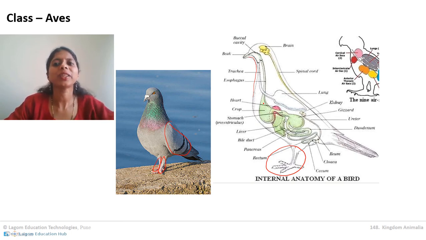Now let us shift to the third important characteristic, which is about the respiratory system. The respiratory system in birds is very well modified, very well developed. Bird respiration is obviously with the help of lungs, meaning pulmonary respiration. But along with pulmonary respiration, it has one extra thing. At the end of the lungs, it is provided with air sacs. After the lungs, it has air sacs.